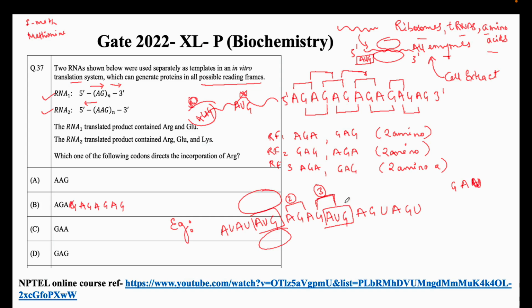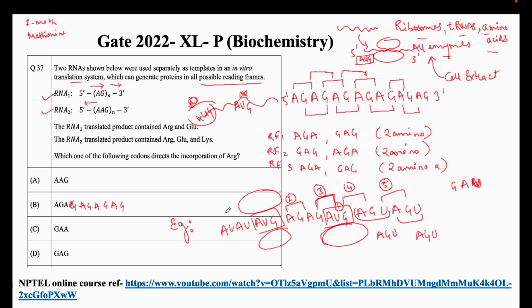Okay, and the next sequence will be GAG. Okay, fifth amino acid will be UAG. Okay, so what will happen if the ribosome is recognizing here at this sequence? If the ribosome is recognizing, so this will be our first amino acid, then we'll have AGU.